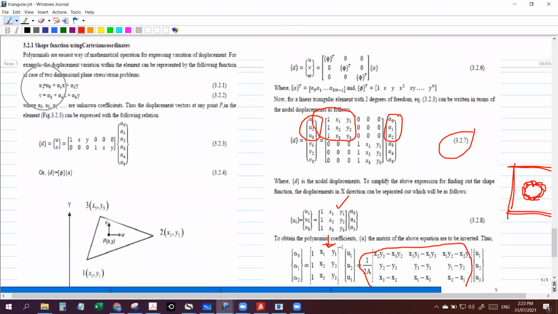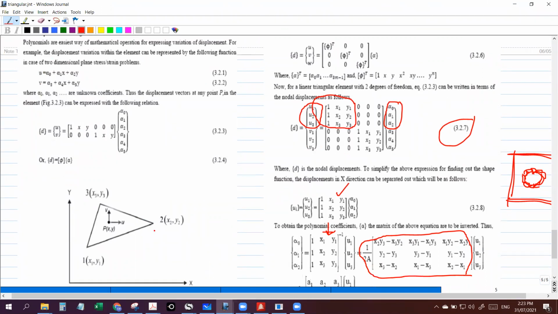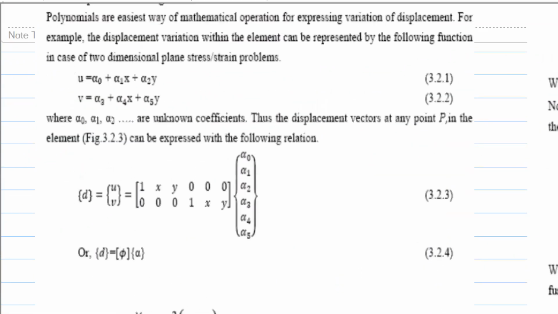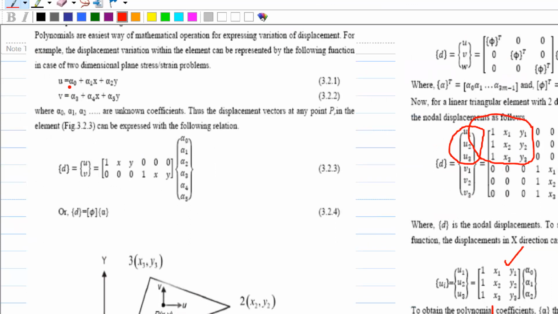So let's assume 2 displacements or 2 degrees of freedom per joint, in this triangular shape two-dimensional element. So if you have 2 displacements, 1, 2, 3, 4, 5, 6, we have 6 unknowns. So we can express that by this displacement function. For the u, a0 plus a1x plus a2y. For the v, a3 plus a4x plus a5y. So that is 6 unknowns.